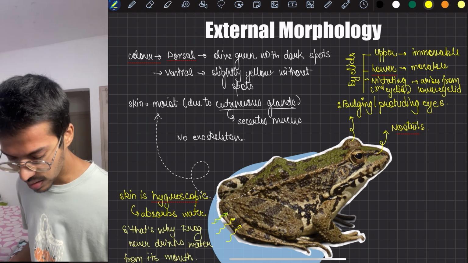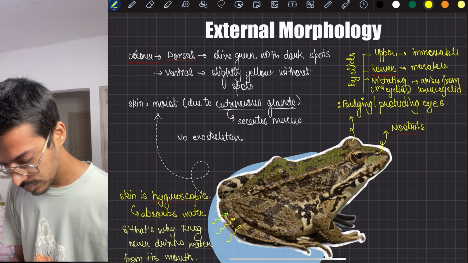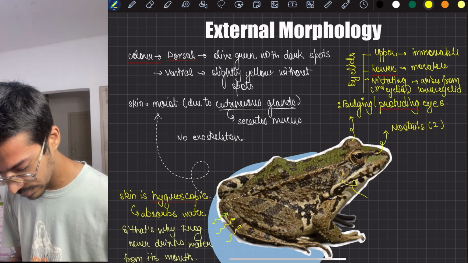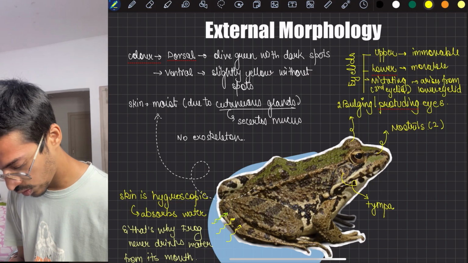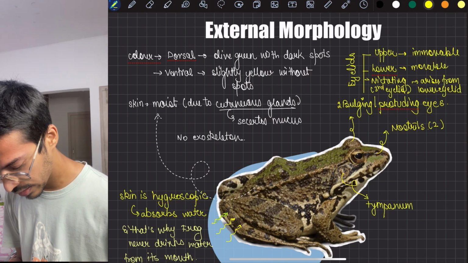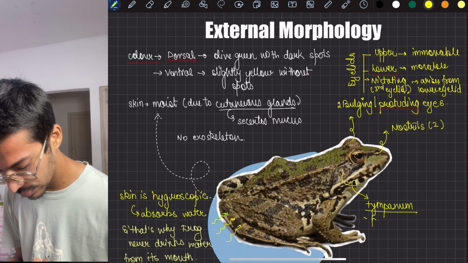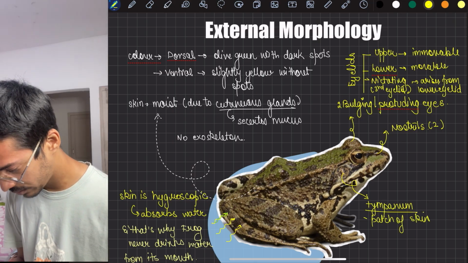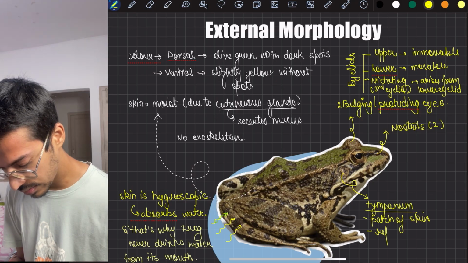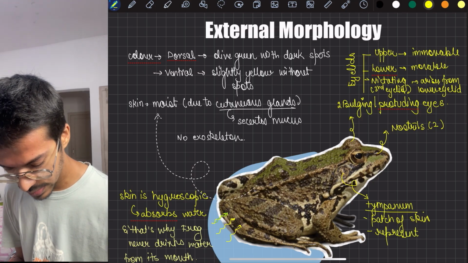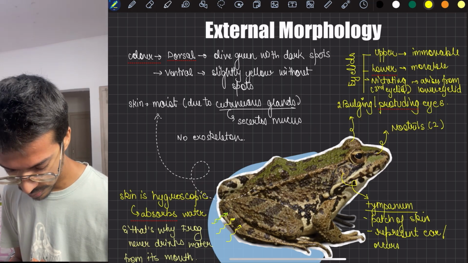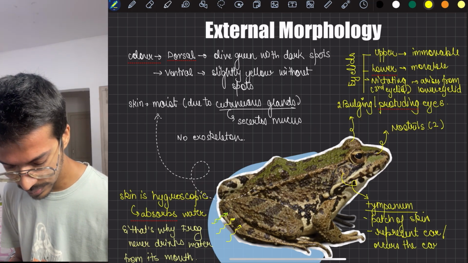Next, the nostrils are also 2. Next comes the tympanic membrane, or tympanum. It is a patch of skin that covers the ear opening and represents the ears.